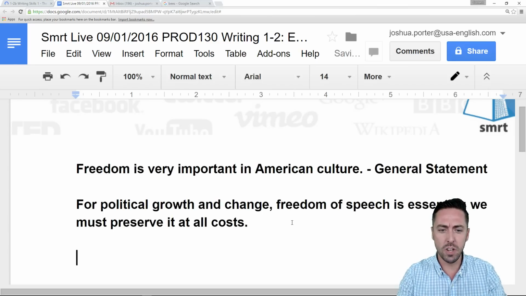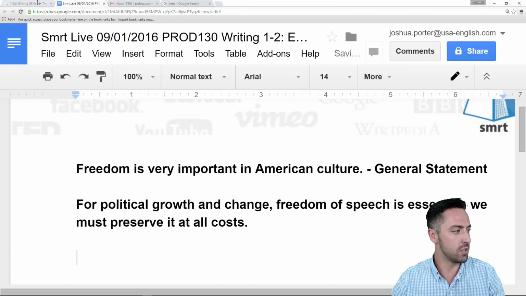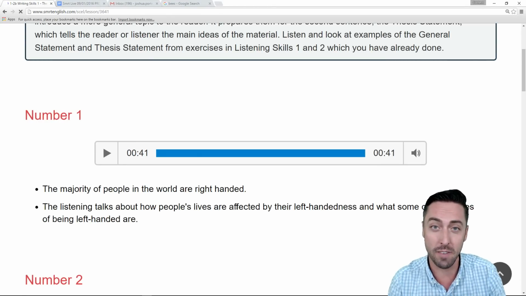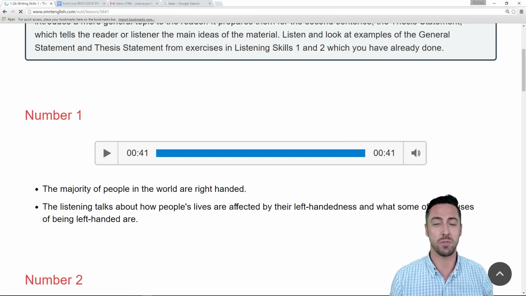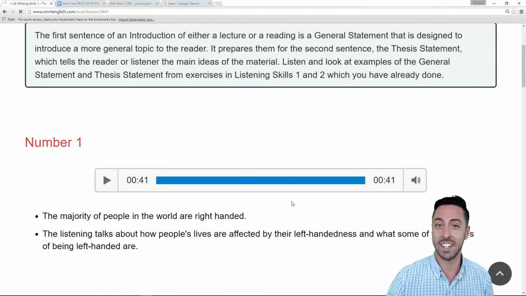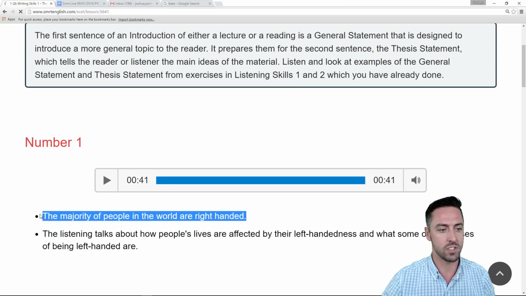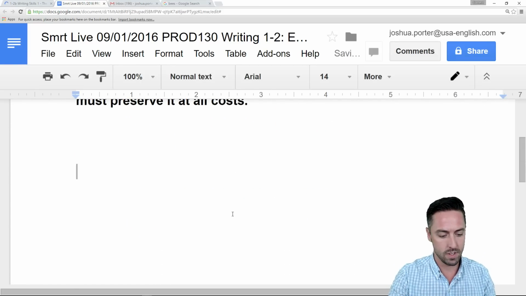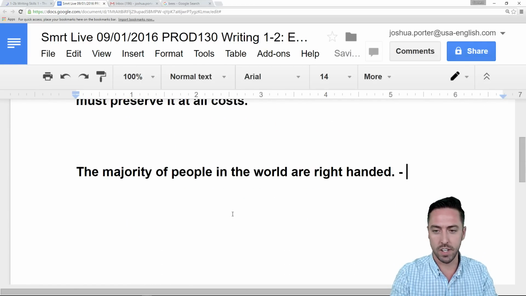So as we go forward, and it looks like, Rosa, you're left-handed. Perfect. So this is a perfect example for the first subject, which is left-handedness and right-handedness. So I'm going to copy over this general statement, and I'm going to put it right here and mark it.